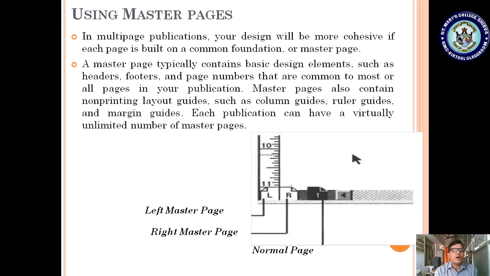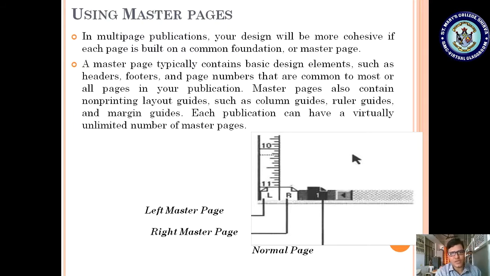In multi-page publications, your design will be more cohesive if each page is built on a common foundation, or master page. Whenever you are developing a publication, you are working with multiple pages. In the multiple pages, you have to place some common information, such as headers, footers, page numbers, as well as other important information. So it is common to every page. If you want to do that, then we are supposed to use master pages.